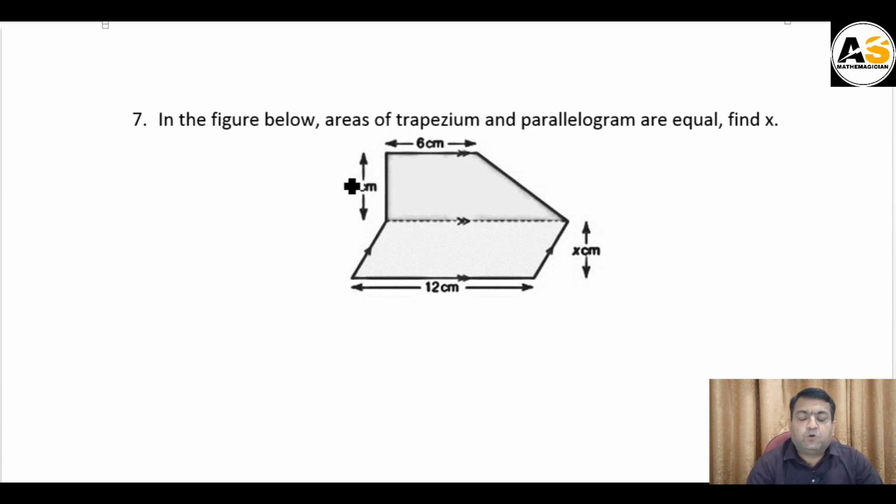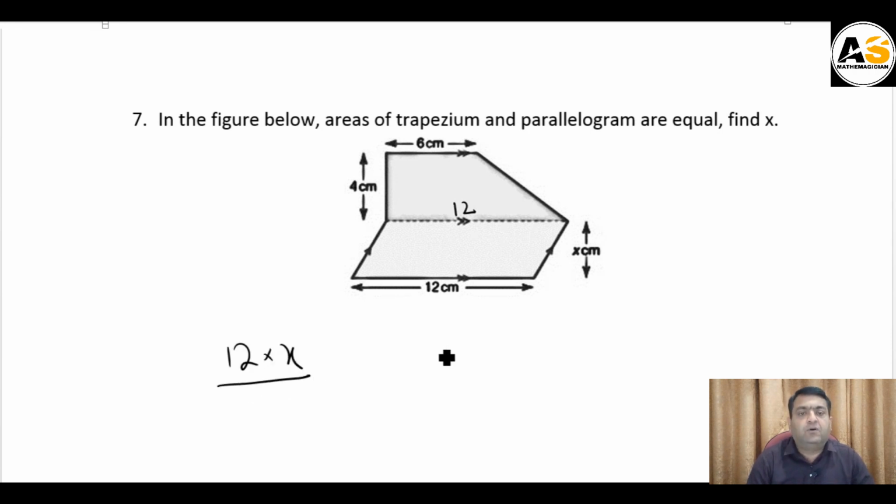Next question, question number 7. In the figure below, area of trapezium and parallelogram are equal. We have to find x. Look at this shape, parallelogram. This side is 12, this side will also be 12. Height of this parallelogram is x. So its area will be 12 multiplied by x.